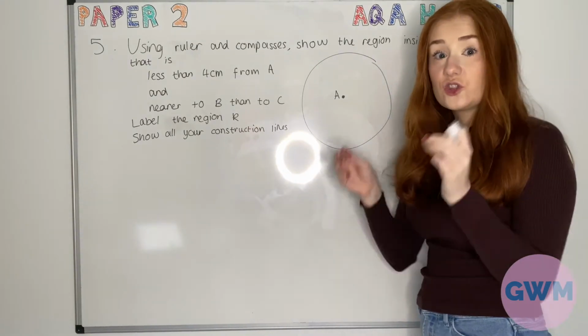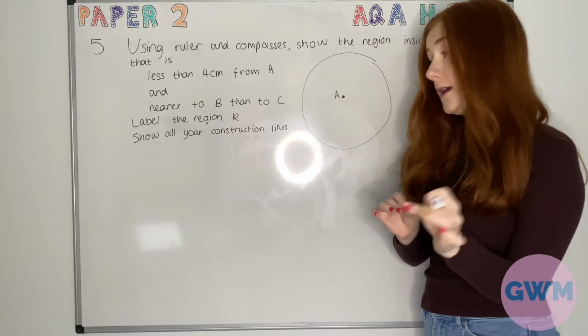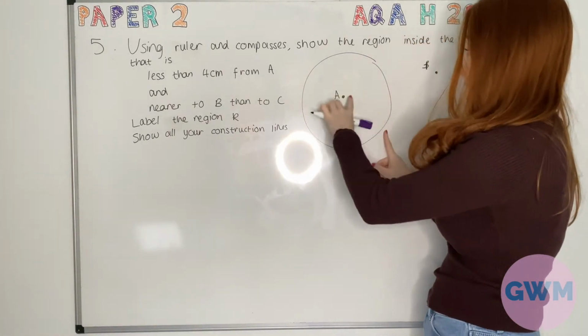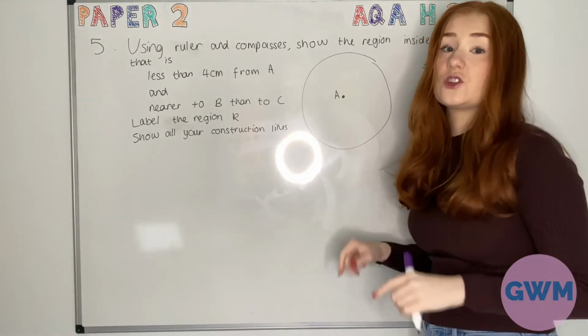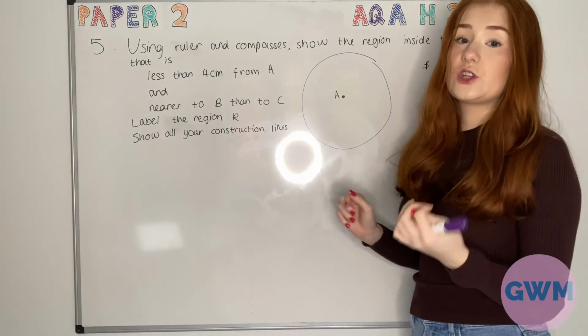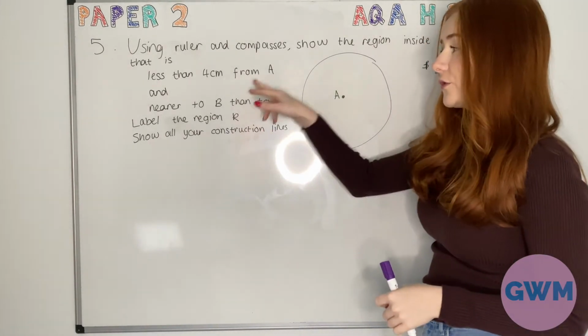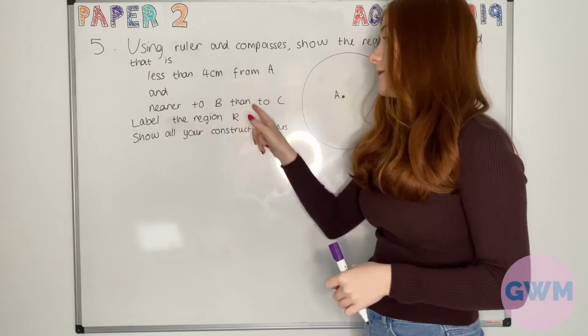Make sure you use that compass and double check that it is 4 centimetres. Take A and the ruler and see if any point on that circle is 4 centimetres. You want to make sure you're really accurate here because they will check that. So once we've done the first rule, let's move on to the second one. Nearer to B than to C.